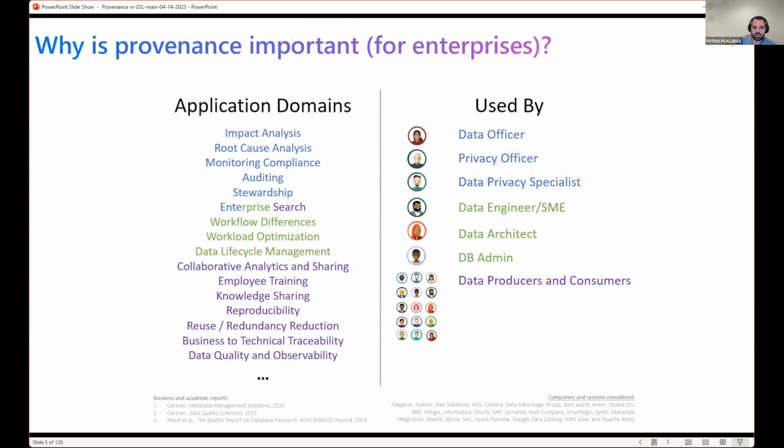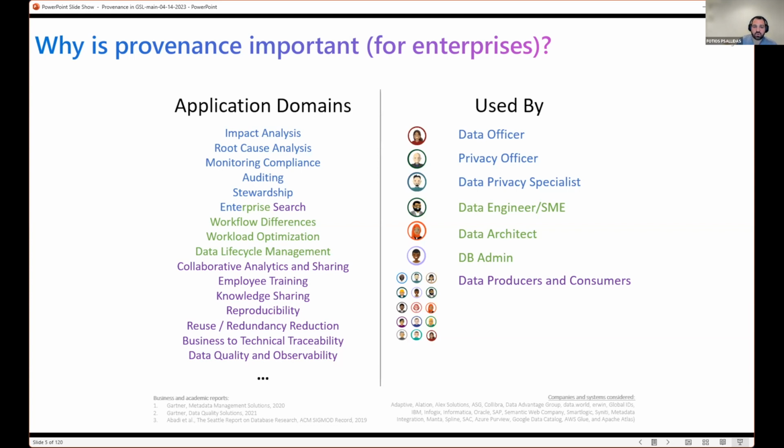And now, of course, you may be wondering, okay, this is provenance, but why is it even important? Based on an analysis that we did over both business and academic reports, and also based on the feedback that we're getting from our customers, it is really the case that provenance is central to many different application domains, including impact analysis, root cause analysis, collaborative analytics, and so on. And applications from these different domains are used by multiple different personas within an enterprise, such as data officers, privacy officers, data producers, and consumers, and so on. I know that this is a laundry list, but it's a really important one. The main takeaway here is that, yes, provenance is there to support a very sizable market.